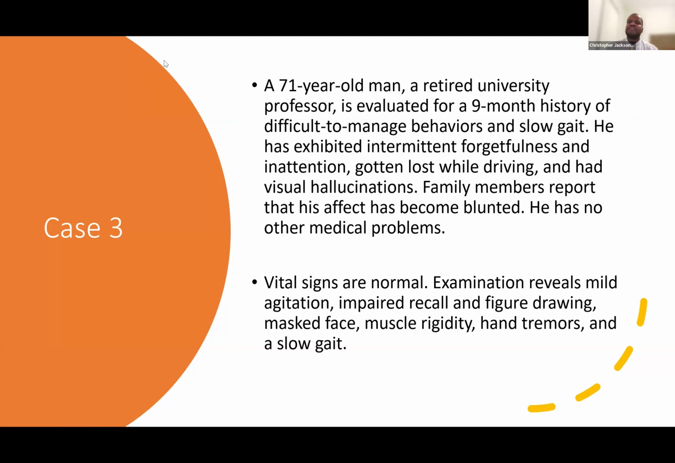So I have a 71-year-old. He's a retired university professor, and he has 9 months of difficult to manage behaviors and slow gait. He has intermittent forgetfulness and inattention, has gotten lost while driving, and had visual hallucinations. Family members report that his affect has become more blunted, no other medical problems. Vital signs are normal, but on exam, he has mild agitation, impaired recall and figure drawing, a masked face, muscle rigidity, hand tremors, and a slow gait.